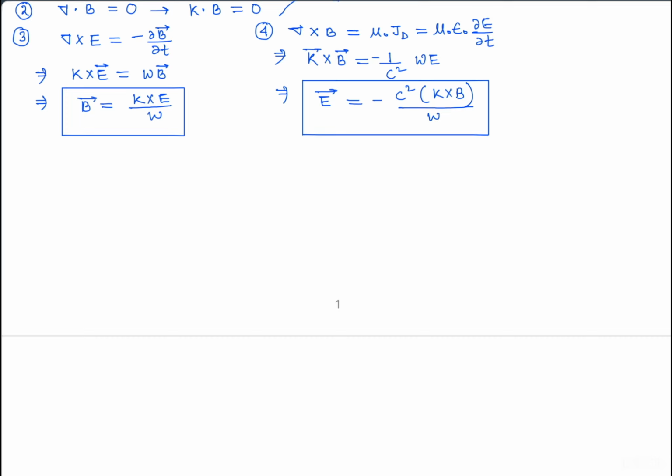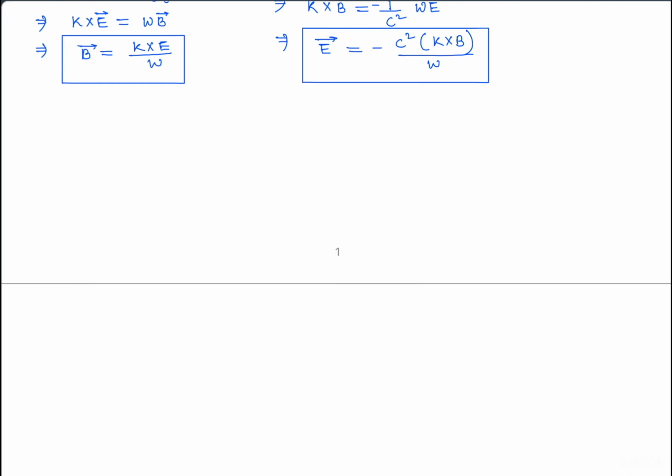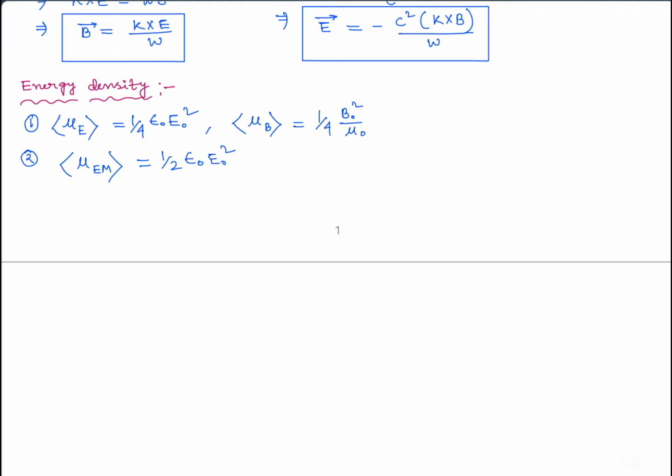Next we discuss the energy density. In the electric field, the average energy density will be 1 by 4 epsilon 0 E0 square. Average energy density in the magnetic field will also be 1 by 4 B0 square by mu 0, and the average energy density of the electromagnetic wave will be half epsilon 0 E0 square, where E0 is the amplitude of the electric field and B0 is the amplitude of the magnetic field.